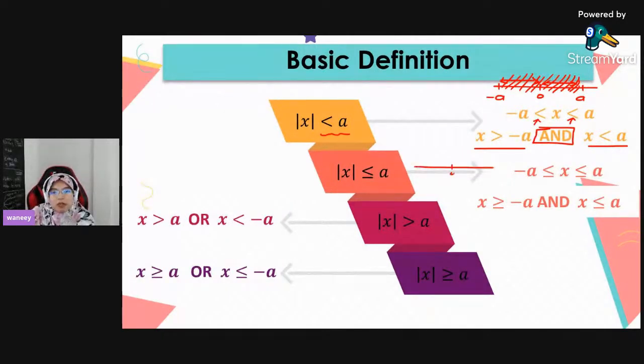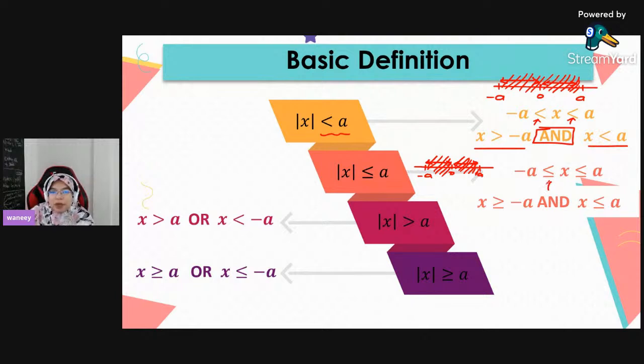So this is 0, this is a, this is negative a. So you want the distance to be less than or equal to a. So it should be somewhere over here. From 0 until negative a, the distance should also be less than a. So somewhere over here. So again, we got x in between negative a and a.